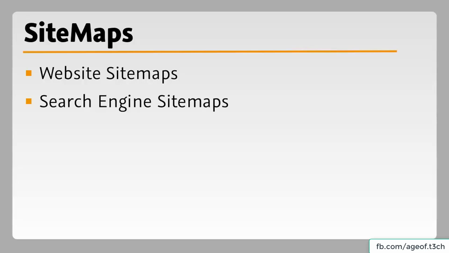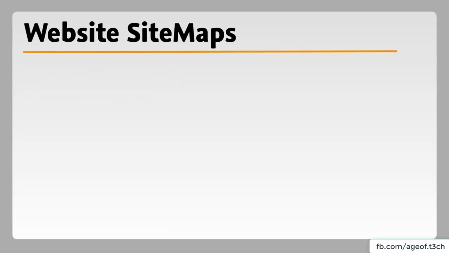Now, the other type of sitemap is called a search engine sitemap. A search engine sitemap is a file that you place in your root level directory and that you can upload to the search engine that, similar to the user sitemap, allows the search engine to know all of the pages that are contained on your website. Now, there's two different ways of creating these. Let's look at website sitemaps first.